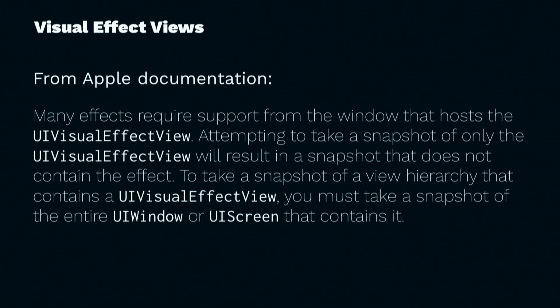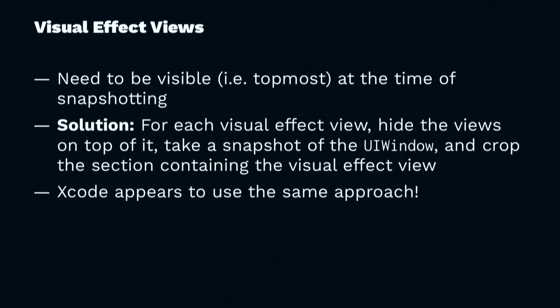And it turns out this is explicitly called out in the documentation. Apple says that if you try to take a snapshot of a UI visual effect view, it doesn't work. You have to snapshot the whole window or the whole screen. The reason is that there's some complex compositing involved with rendering a blur. It has to capture all of the stuff underneath it, not just the one view and its subviews. So we can't snapshot these the normal ways. There's a special case for handling this.